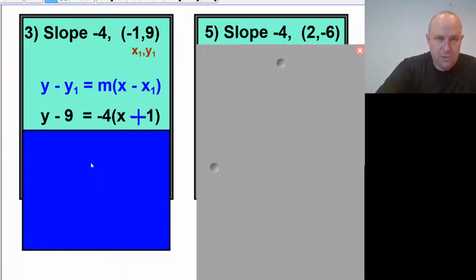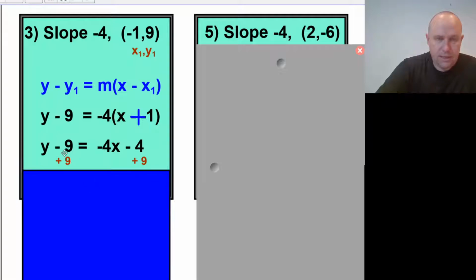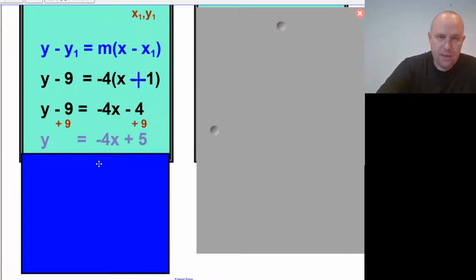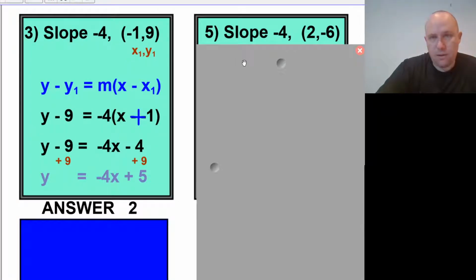You can go ahead and distribute now then. So -4 times x is -4x, and -4 times +1 gives you -4. To make it say y equals, bring this -9 to the other side, so add 9 to both sides. Once again, -4 add 9, which gives us 5. And if you check, you'll see that that actually matches up with slide 2 on Nearpod.